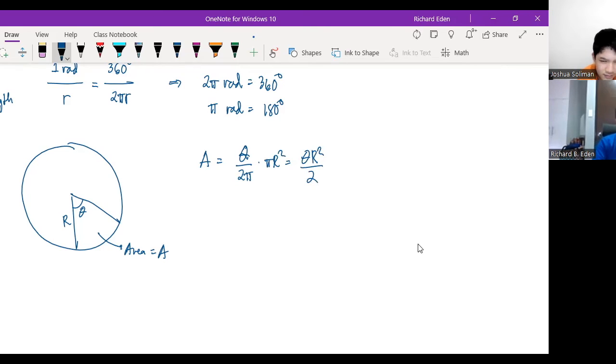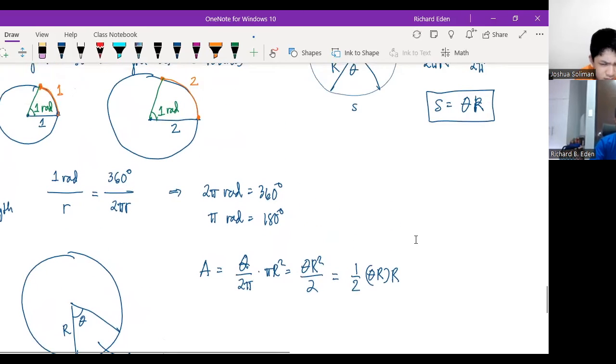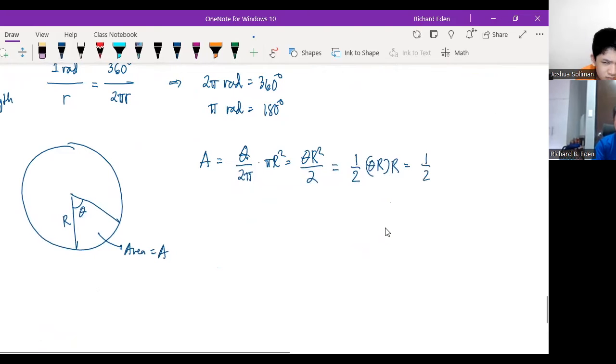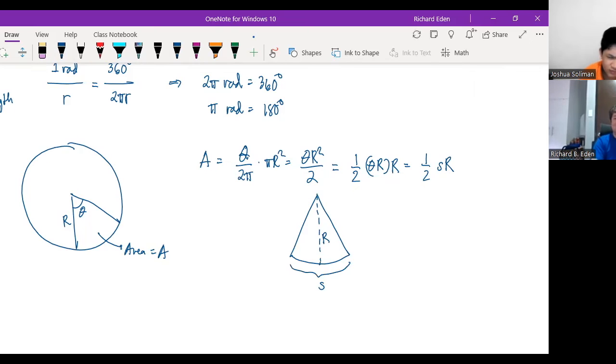Tapos, I don't know if this has been pointed out before, but this can be rewritten as follows: 1/2 theta r multiplied by r, algebraically, of course, no? 1/2 theta r times r, where theta r happens to be the arc length. So this is 1/2 s times r. The nice thing about this is it seems to mimic the area formula for a triangle, di ba? Kasi you can think of the radius, and then this isn't really the base, but if you imagine it to be the base, it would be s, and 1/2 base times height, 1/2 s times r. It's going to give us the area of the sector.